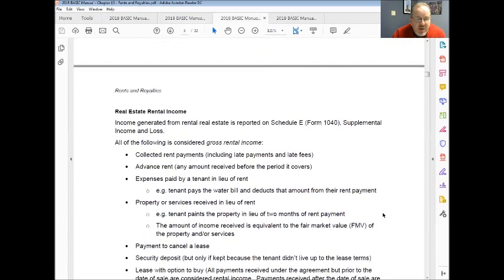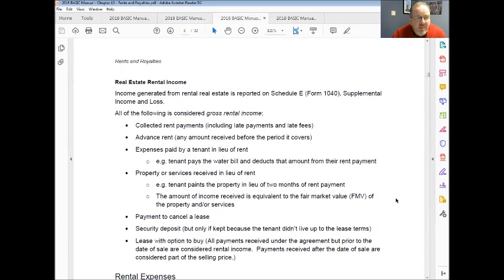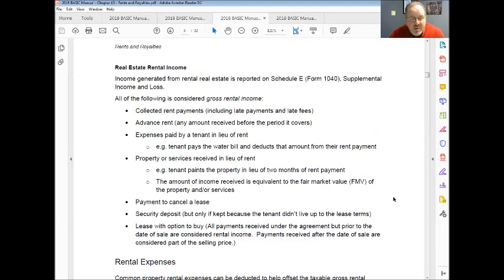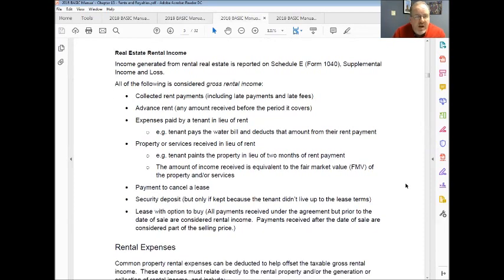The other thing is rental income can come in many different ways. The following are all called gross rental income. Obviously rent collected, including late payments and fees, and advance rent if somebody pays ahead of time. Expenses paid by a tenant instead of rent: the tenant pays a water bill and deducts the amount from their rental payment. That's still considered income. Property or services received instead of rent: the tenant paints the property instead of two months of rent. Again, that's still rental income.